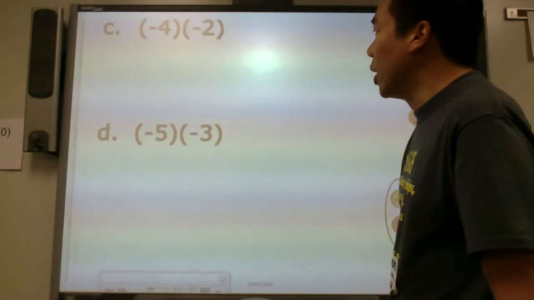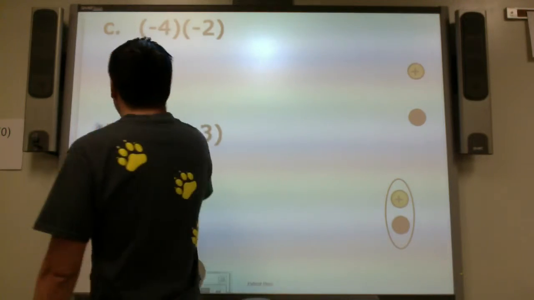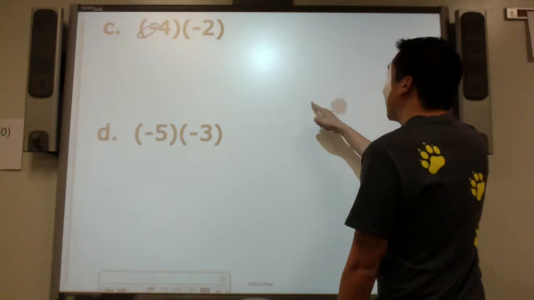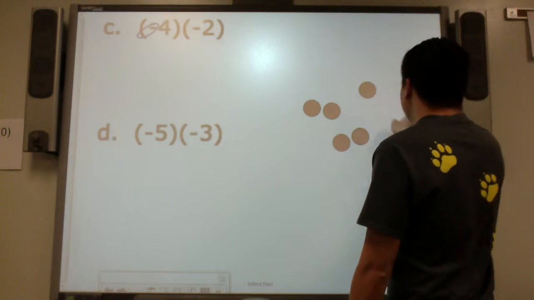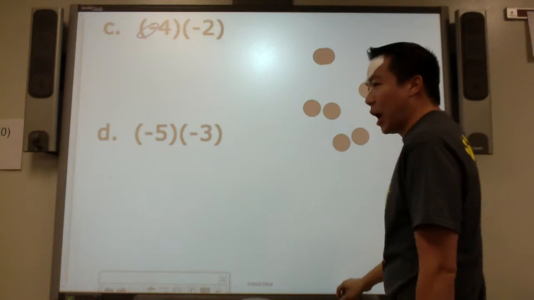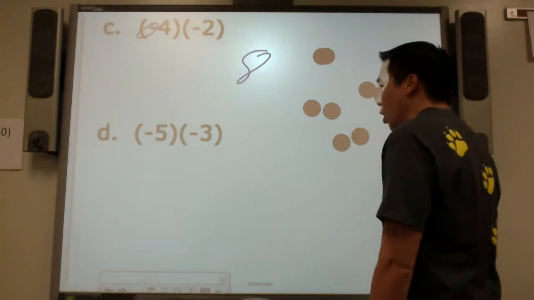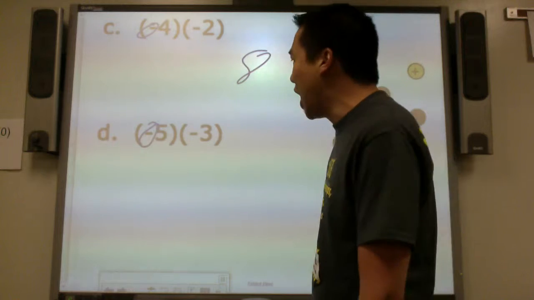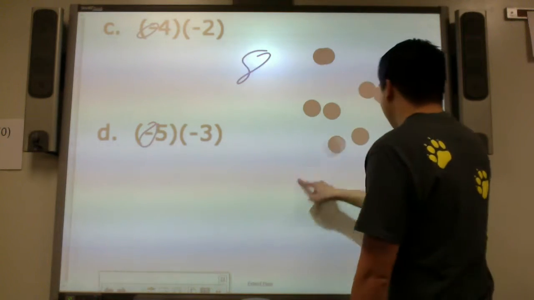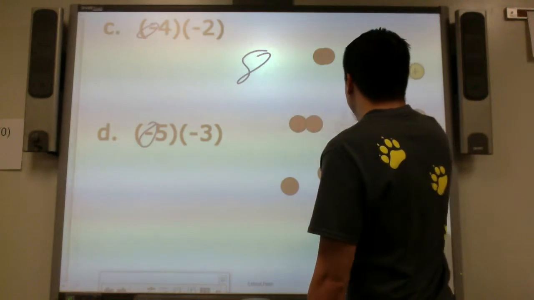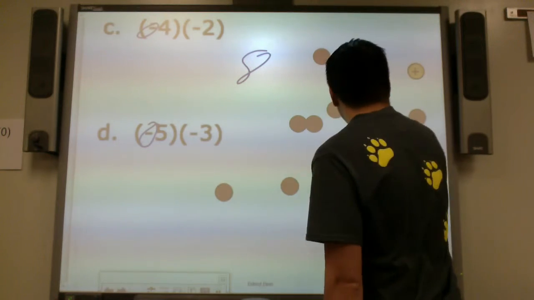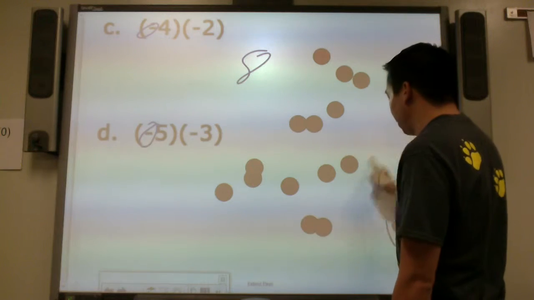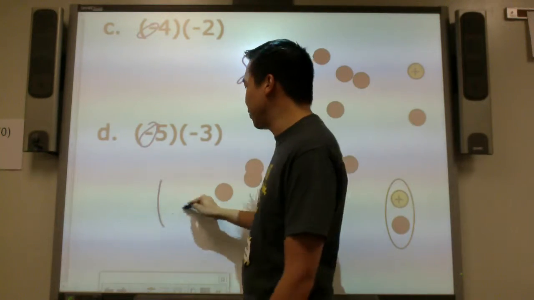Next one, what's negative 4 times negative 2? What is the opposite of 4 groups of negative 2? So that's negative 8. Opposite of it is 8. What is negative 5 times negative 3? What's the opposite of 5 groups of negative 3? So we have negative 3, negative 3, negative 3, negative 3. That's 1, 2, 3, 4 groups. Fifth group, that's negative 15. Opposite of it is 15.